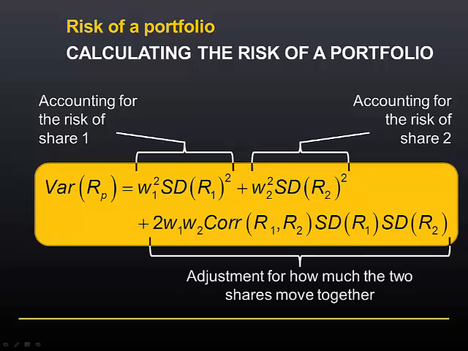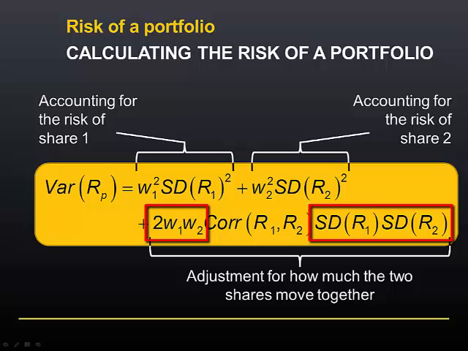This term adjusts the risk of the portfolio based on the relationship between the two shares. In other words, their correlation. It includes 2 times the weighting of each share, as well as the standard deviation of each share, but the key term is the correlation between them. The lower this value, especially if it is a negative value, the lower the risk of the portfolio.